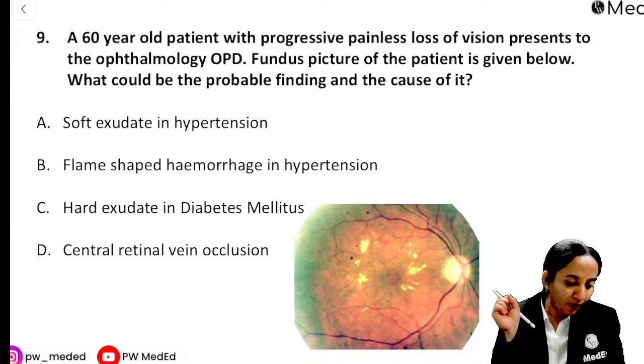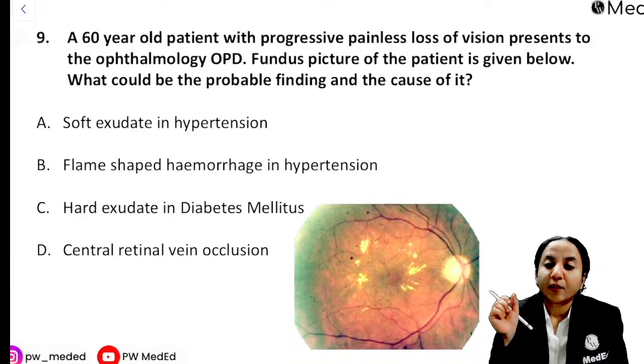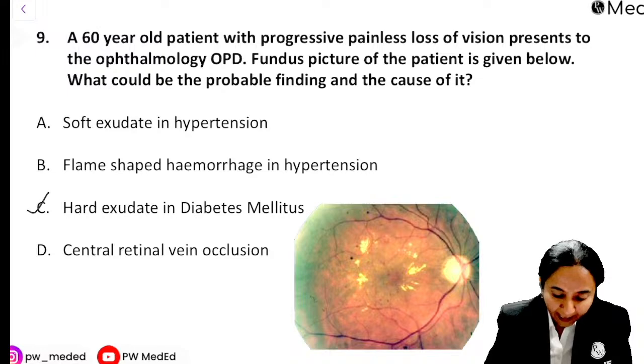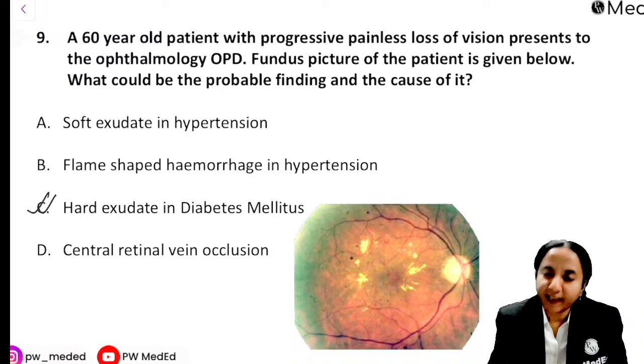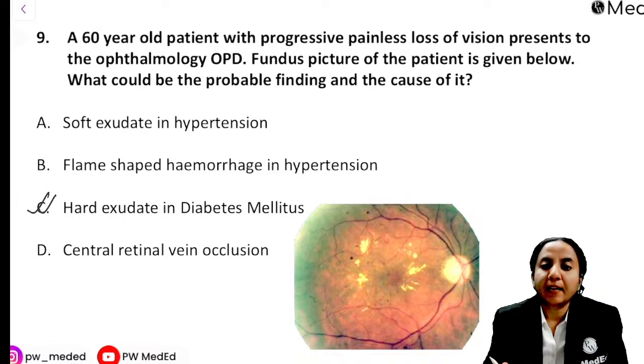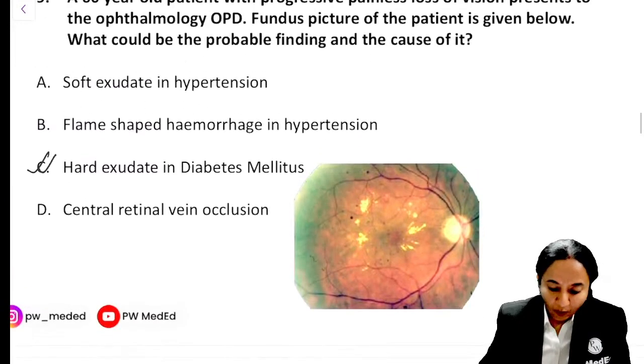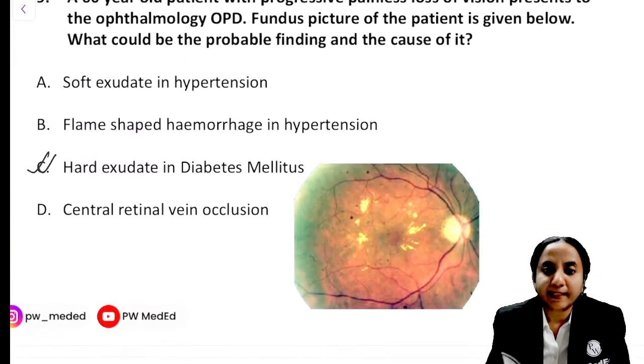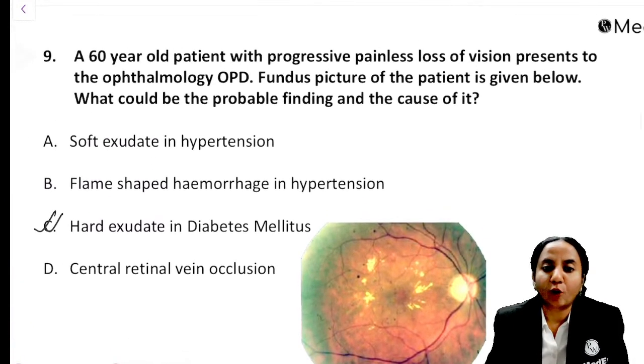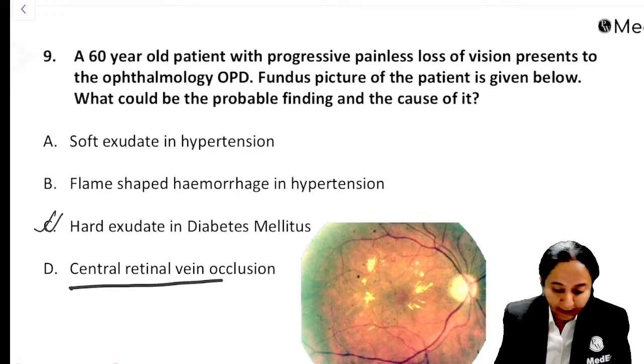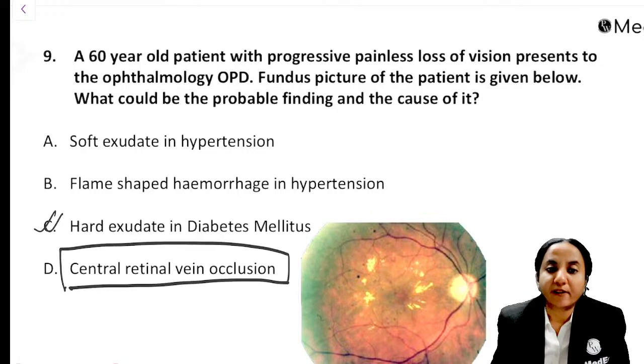Yeah, so a couple of you have answered. Correct. These are hard exudates in diabetic retinopathy, in diabetes mellitus. Now see, there are a couple of other images that I will show you. Of these four options, the option that you can easily exclude is this one, that is CRVO, central retinal vein occlusion.